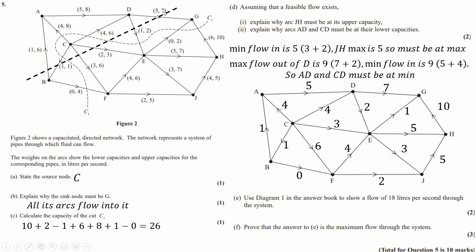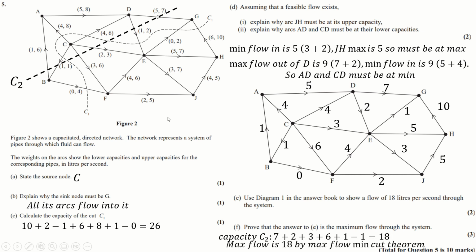Eventually you'll find this. Again, flowing left to right will add, flowing right to left will take away. So here we've got 7 plus 2 plus 3 plus 6 plus 1 and then minus 1, because that one's flowing the other way and because we take away the negative. And when you do that, you end up with 18, I think. And so that's by maximum flow minimum cut theorem going to be our maximum flow.